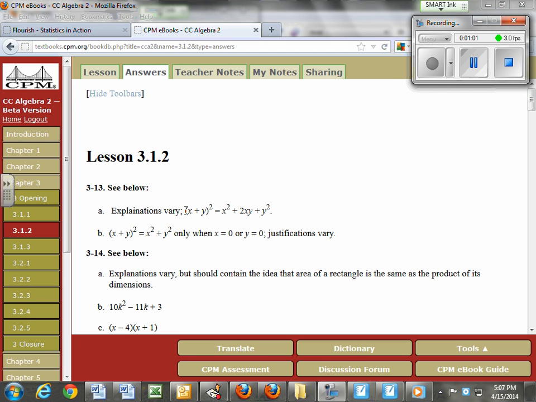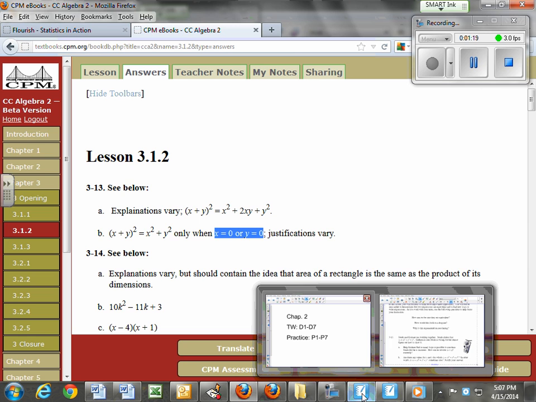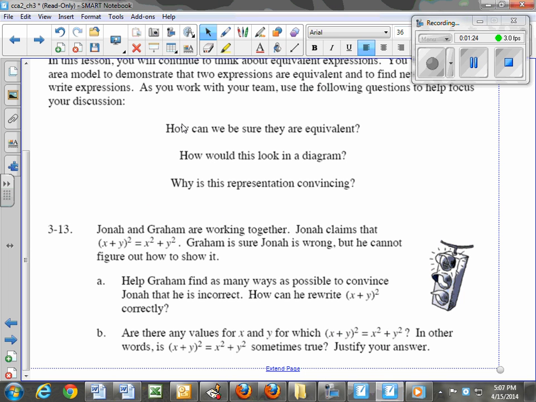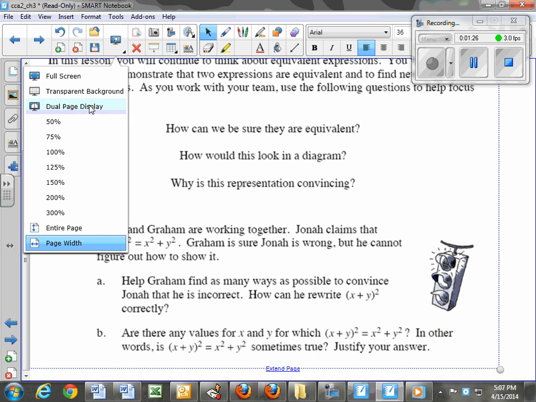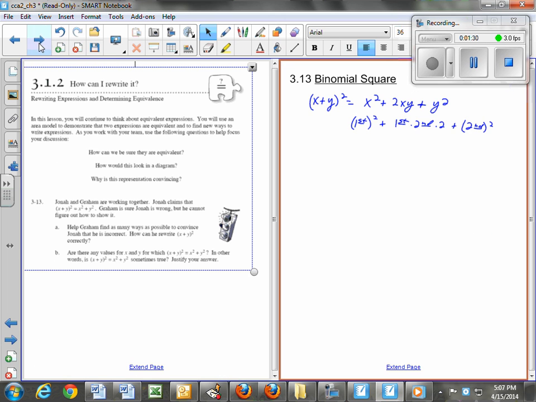So the actual answer for question 313 was supposed to be right here in that color. What Jonah said only works when x and y are both 0. So here are the notes that I wanted you to put with that. We had a name for this, and I'm not usually big on you knowing the names of these things, but you need to know what this is called, and that is the binomial square.